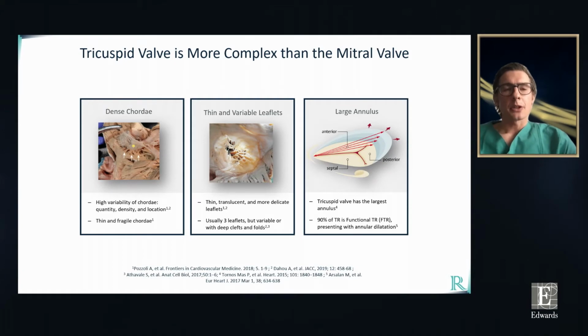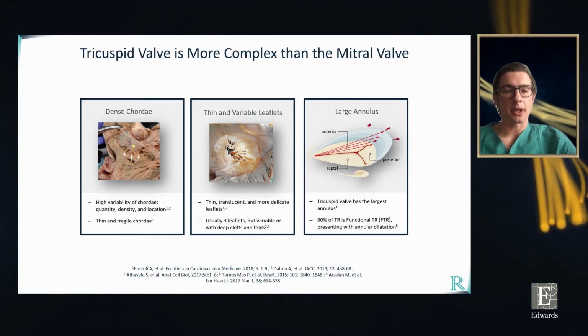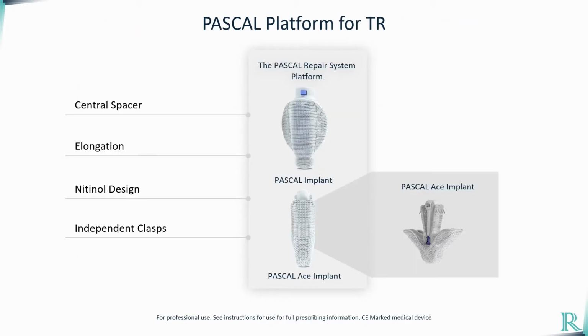So, thank you, Nicholas. When we move from the mitral to the tricuspid valve, we do not just move from the left to the right side of the heart, but we are also dealing with a slightly different anatomy and especially anatomical challenges. The tricuspid valve has certainly more dense chordae. The leaflets are very thin. The anatomy varies a lot, and these leaflets are quite fragile. And then thirdly, we normally have to treat patients with much larger coaptation gaps than we see on the mitral valve.